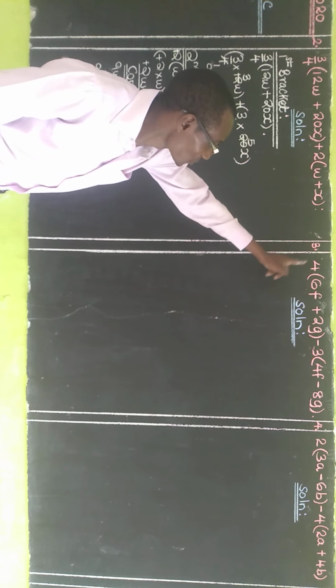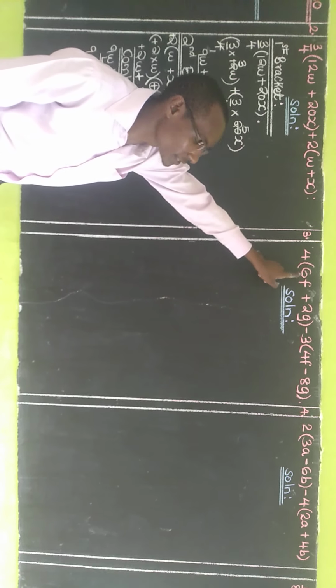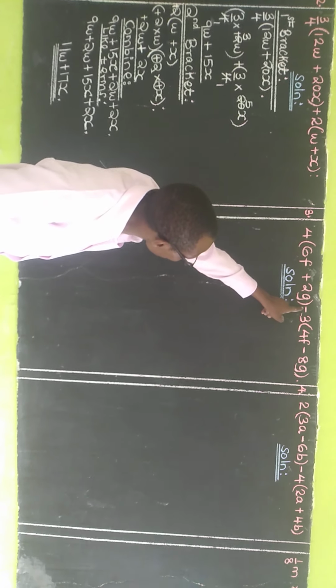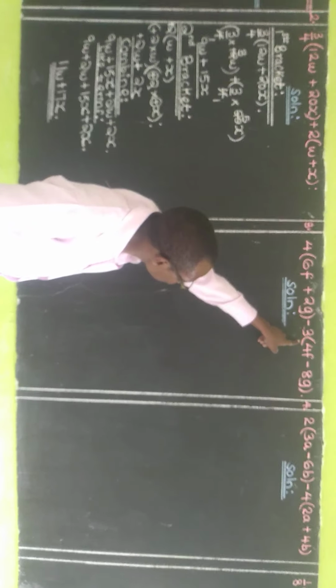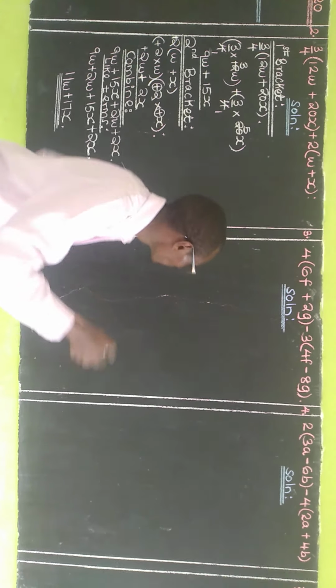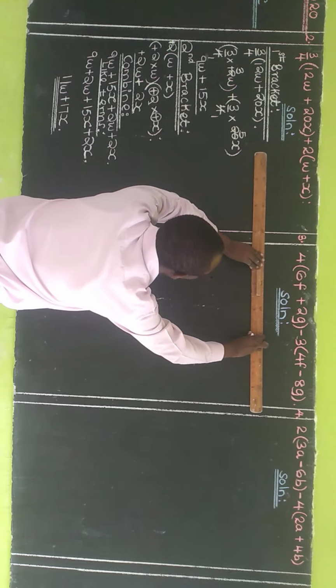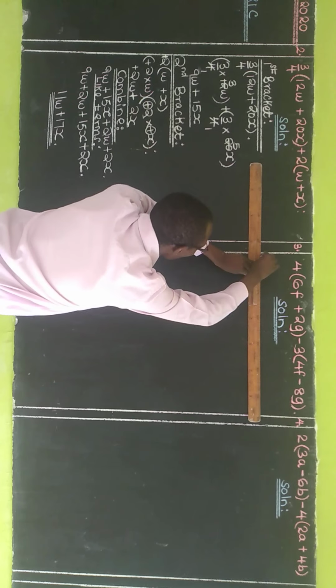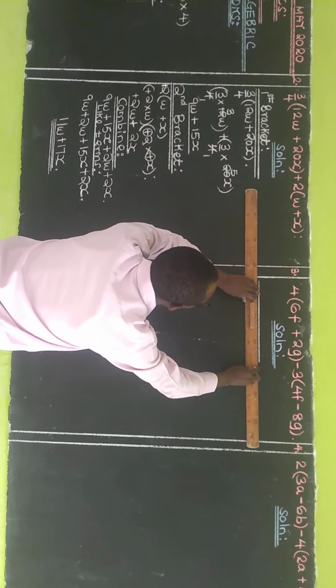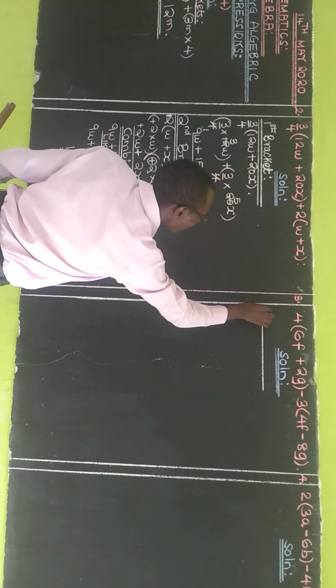Question number 3, as you can see, 4 into 6f plus 2g, that is the first bracket. Then the second bracket you have negative 3 into 4f minus 8g. So because we have 2 brackets there, I will start by opening the very first bracket.